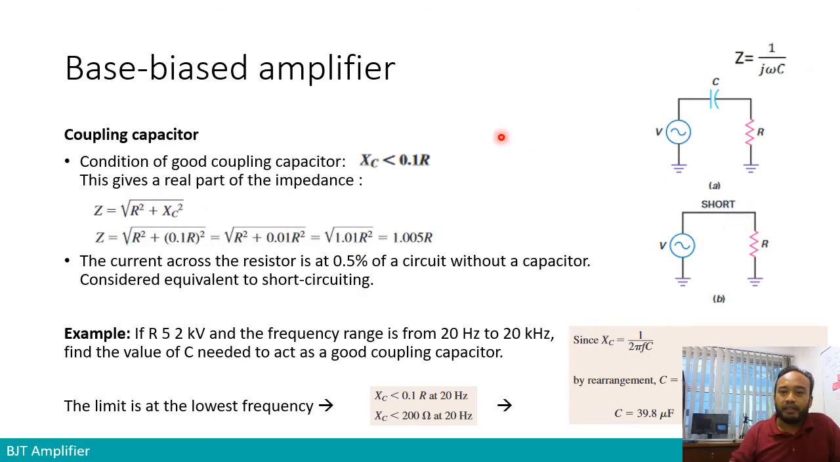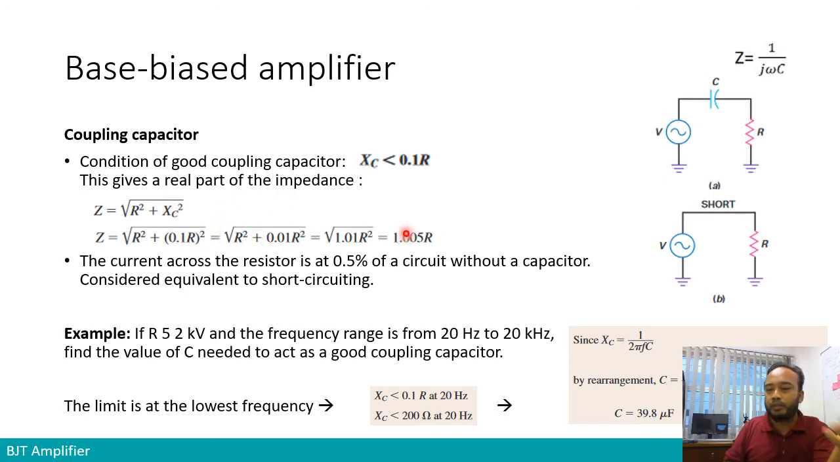Okay, let's have a look here for more explanation on the coupling capacitor. What do we call a good coupling capacitor? A good coupling capacitor is basically when the value of reactance is 10 times smaller than the value of the resistor, or we can write it as XC is smaller than 0.1 of R. This gives a real part of the impedance as written over here.